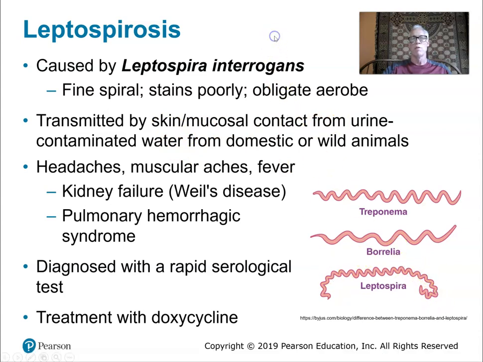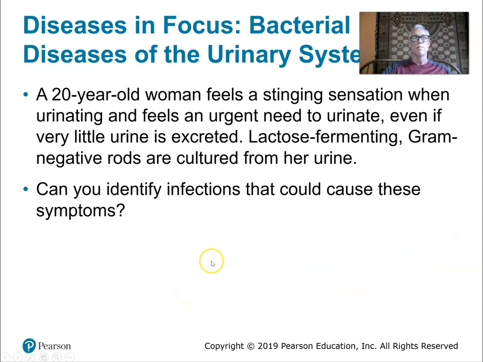So we've already learned to stay away from water sources that aren't municipally treated and chlorinated and so forth and purified. You might get giardia, while you also might get leptospirosis, which would be unfortunate. These bacteria get into your kidneys and cause damage, cause kidney failure, pulmonary hemorrhagic syndrome, very serious stuff. Treatment with doxycycline. Diagnosis with a rapid serological test, antibody test.